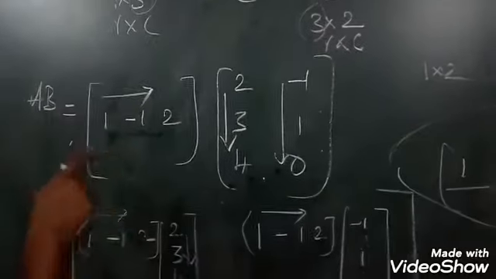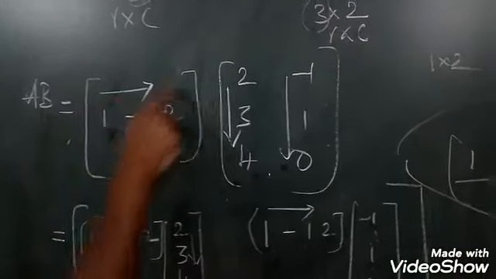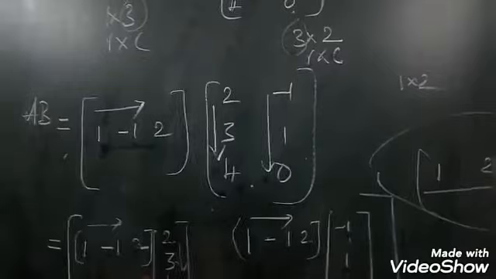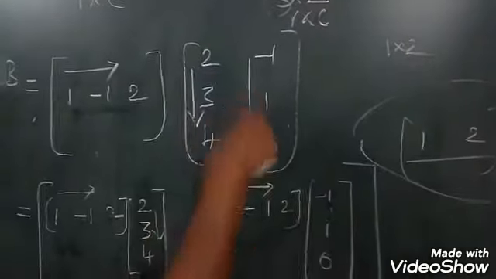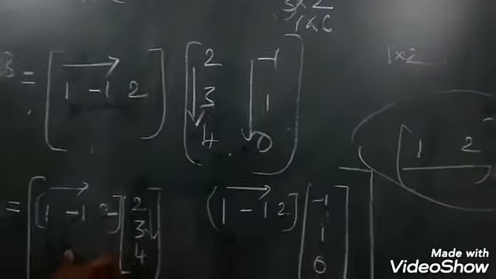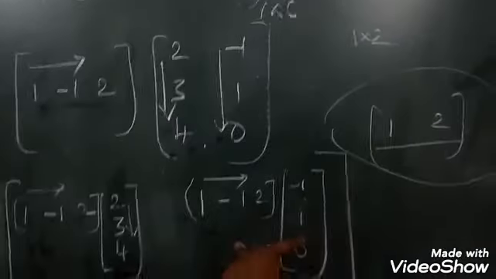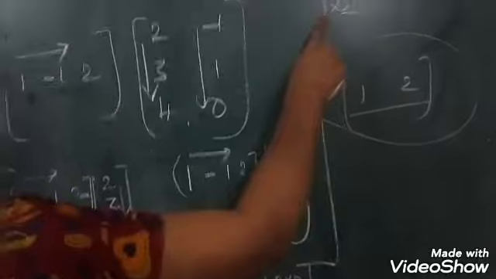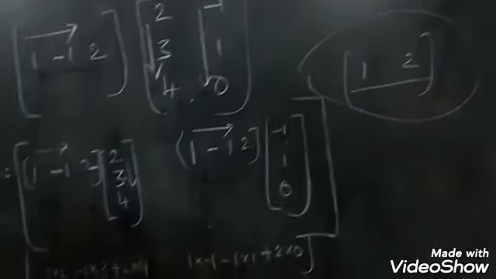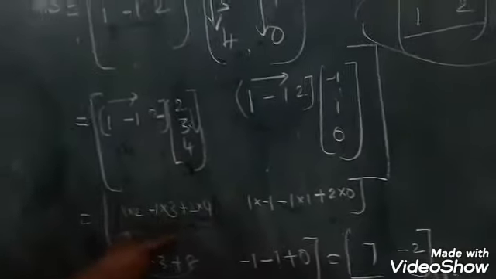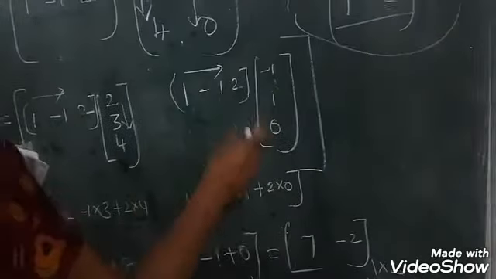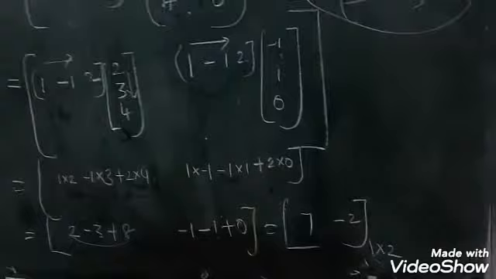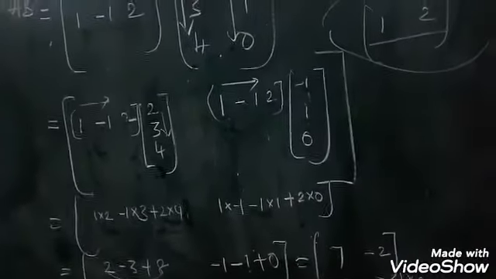Okay, now next, look: A into B, first row first column together, first row second column together. Mark this arrow with your pencil. First row first column, first row second column. You know, we already know what matrix will come: 1 into 2. So after first row first column simplified together, one element will come. First row second column simplified together, the second element will come. So you all understand? The same way, I will show another example.